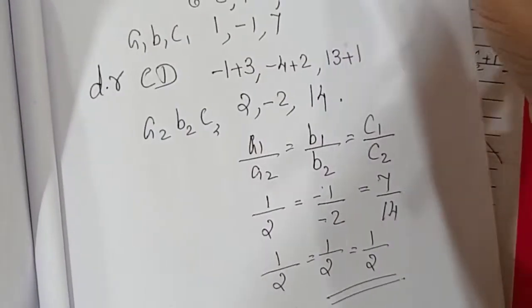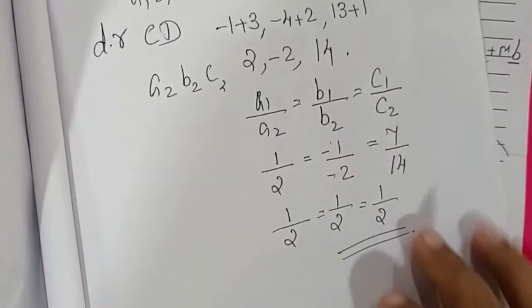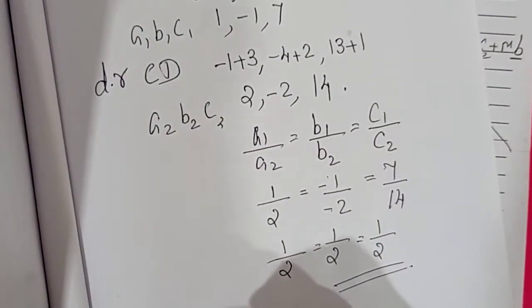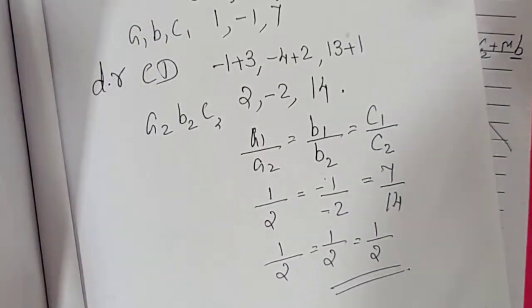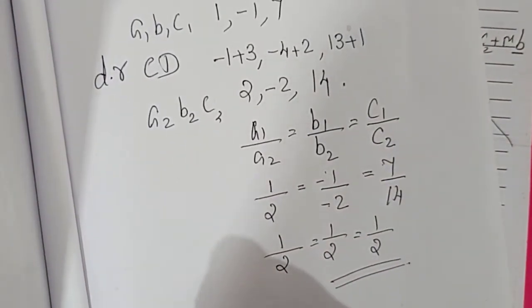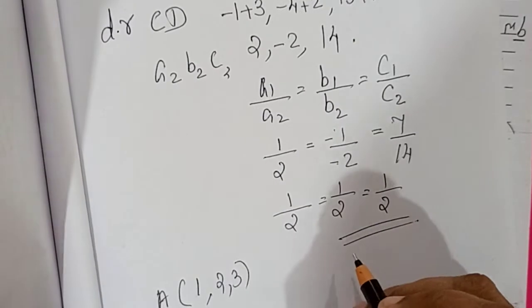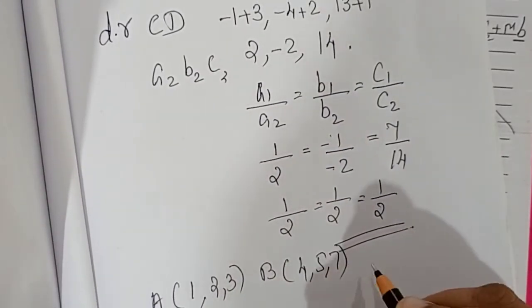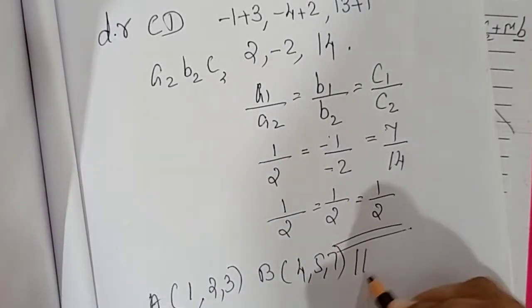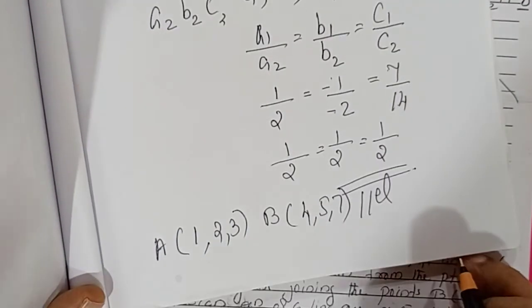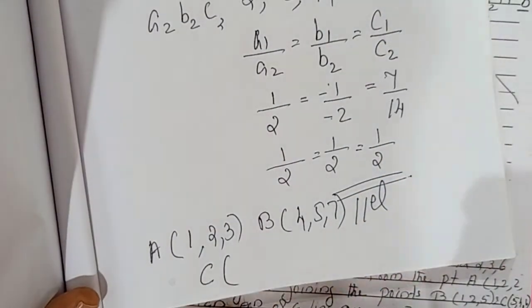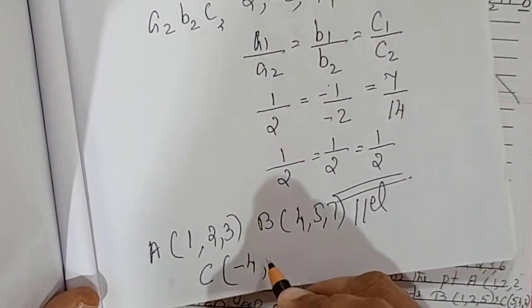You can do one homework. Try to do one question. Write: A is the point 1, 2, 3, and B is the point 4, 5, 7. Parallel to the line C equal to minus 4, 3, minus 6.